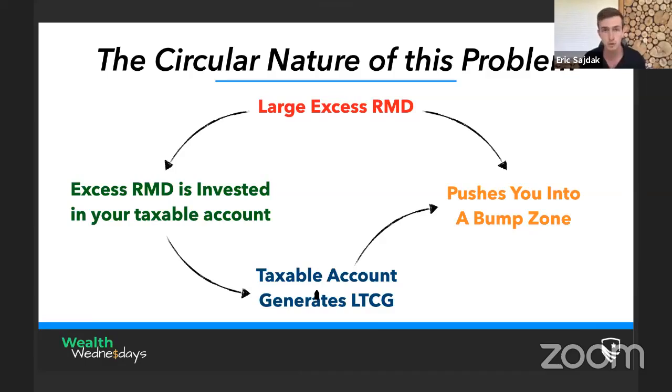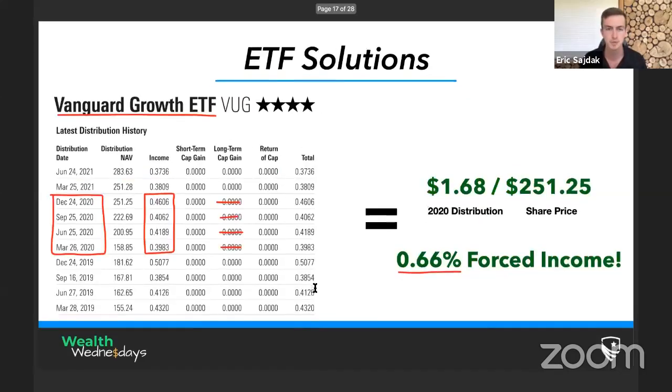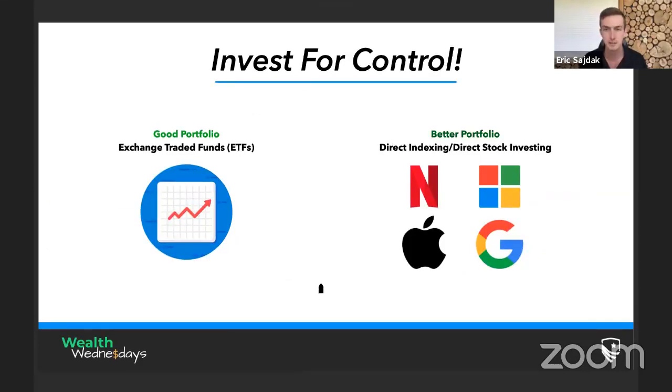You're going to be investing more in mutual funds. Those mutual funds are going to still be releasing those long-term capital gains, which means more of that money is being moved to your tax return, pushing you into a bump zone. And so holding ETFs can be a lot better strategy.